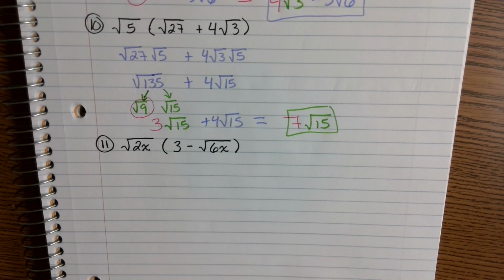Number 11. Ashton? No, not quite. We'll go with Antonio. No, still simplify that last one. Jimmy? Yes, 3 square root of 2x minus 2x square root of 3.